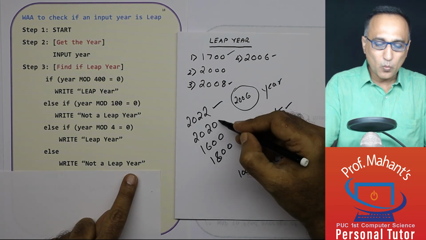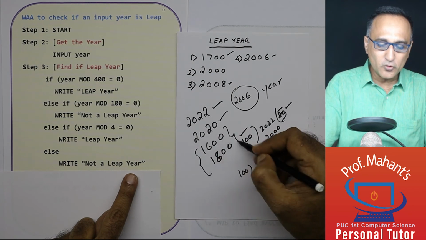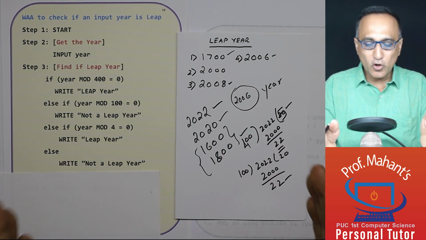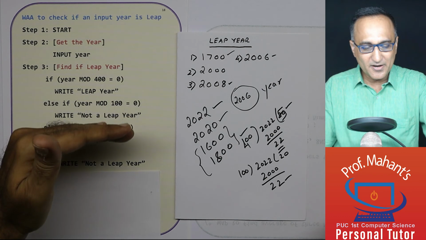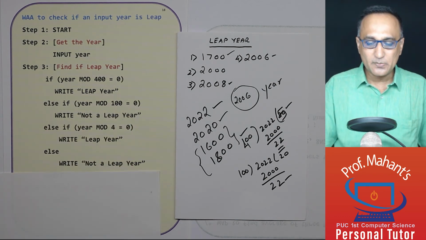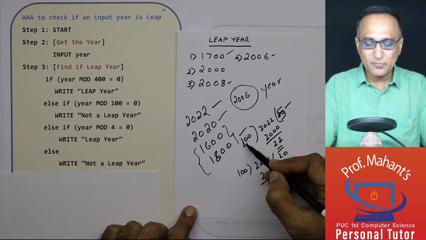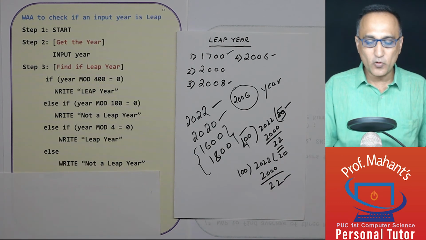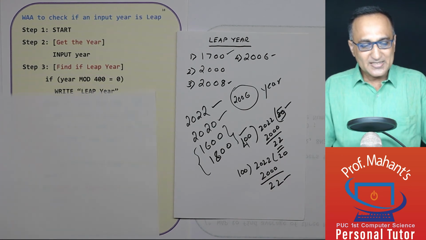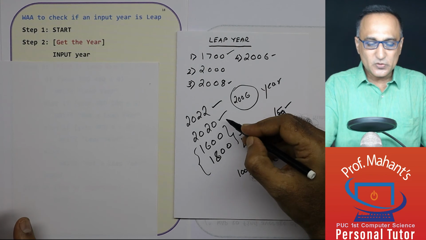Now let's take one more and I leave these two for you to check. You should always start with 400, 100, 4 and then automatically it's not a leap year. So this I have corrected. Accidentally I put 100. The first it should test is by 400. Let us take an input year. Input year is 2020.